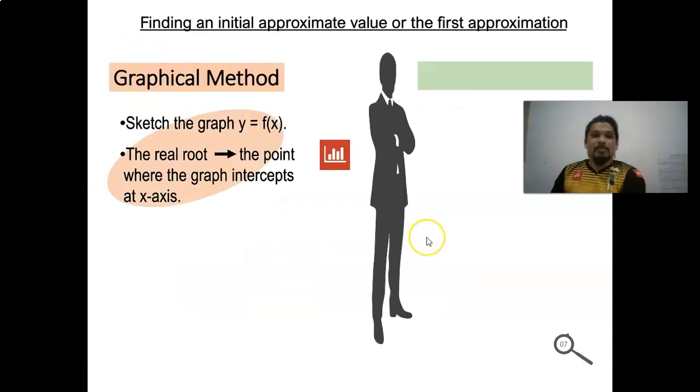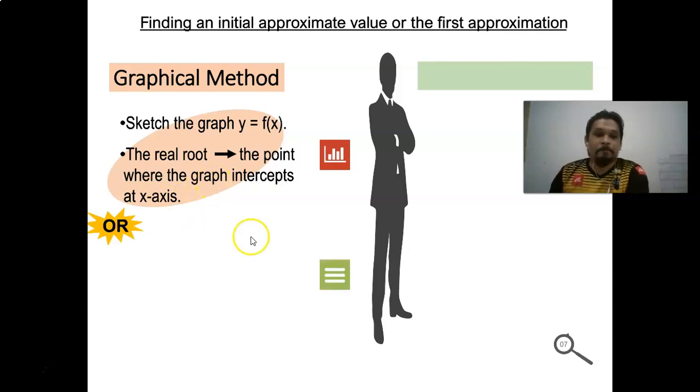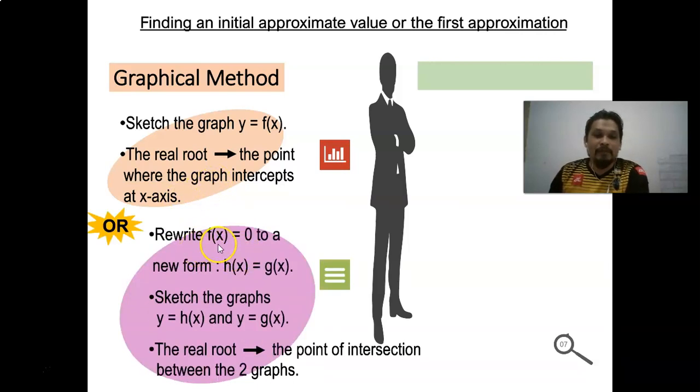So in this case, finding an initial approximate value for the first approximation by the graphical method, we sketch the graph of y equal to f(x). Then the real root is the point where the graph intersects the x-axis. Or, rewrite f(x) equal to 0 to a new form of h(x) equal to g(x). Let's sketch the graph of y equal to h(x) and y equal to g(x), and the real root is the point of intersection between the two graphs.